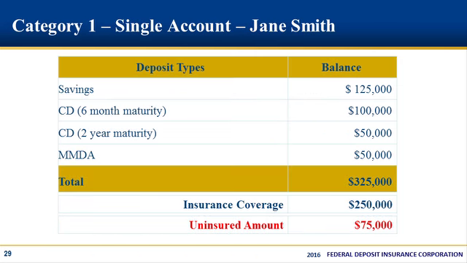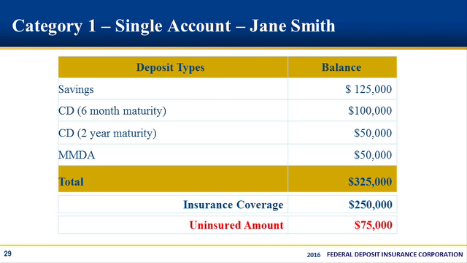Here is a simple example of Category 1 coverage. Jane Smith has 4 Category 1 single ownership accounts. Why are these accounts considered Category 1 single ownership deposits? Because Jane Smith is the sole owner of the funds, and she has not named any payable on death beneficiaries.